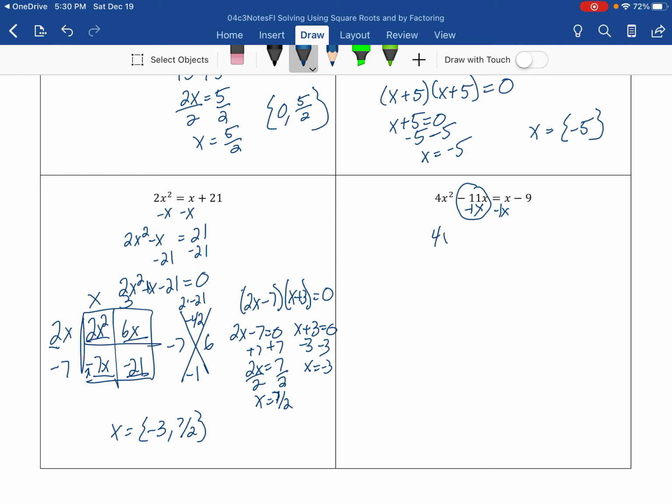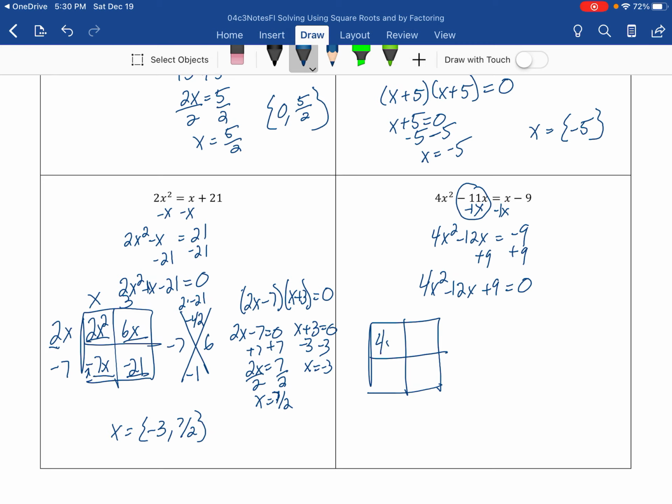This last one, sometimes you're going to have to combine like terms when you're moving stuff over. So I have a -1x and a -1x. I can combine these. So this is 4x squared minus 12x equals -9. That's 4x squared minus 12x plus 9 equals 0. So I get everything on one side. I just add or subtract. So I added 9. Make sure you combine your like terms. So I have 4x squared, and I have 9.